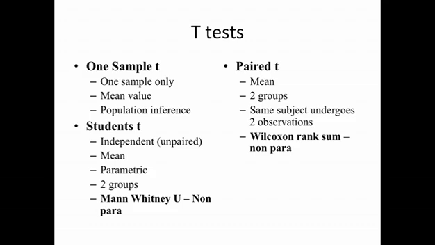Next, paired t-test. This is used when the observations are paired, when the mean value is compared, when parametric assumptions are satisfied, and when there are 2 groups to compare. The non-parametric equivalent of paired t-test is Wilcoxon rank sum test.